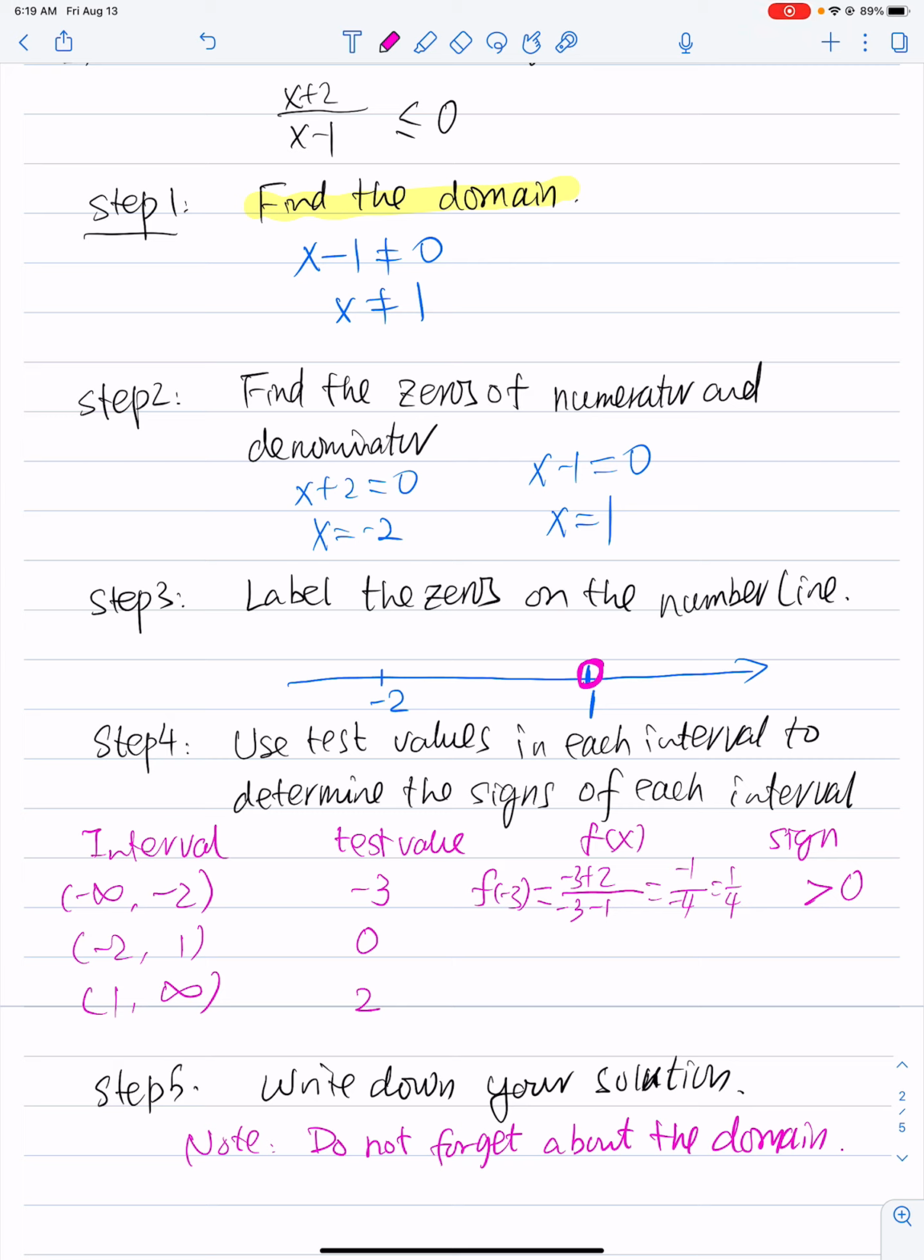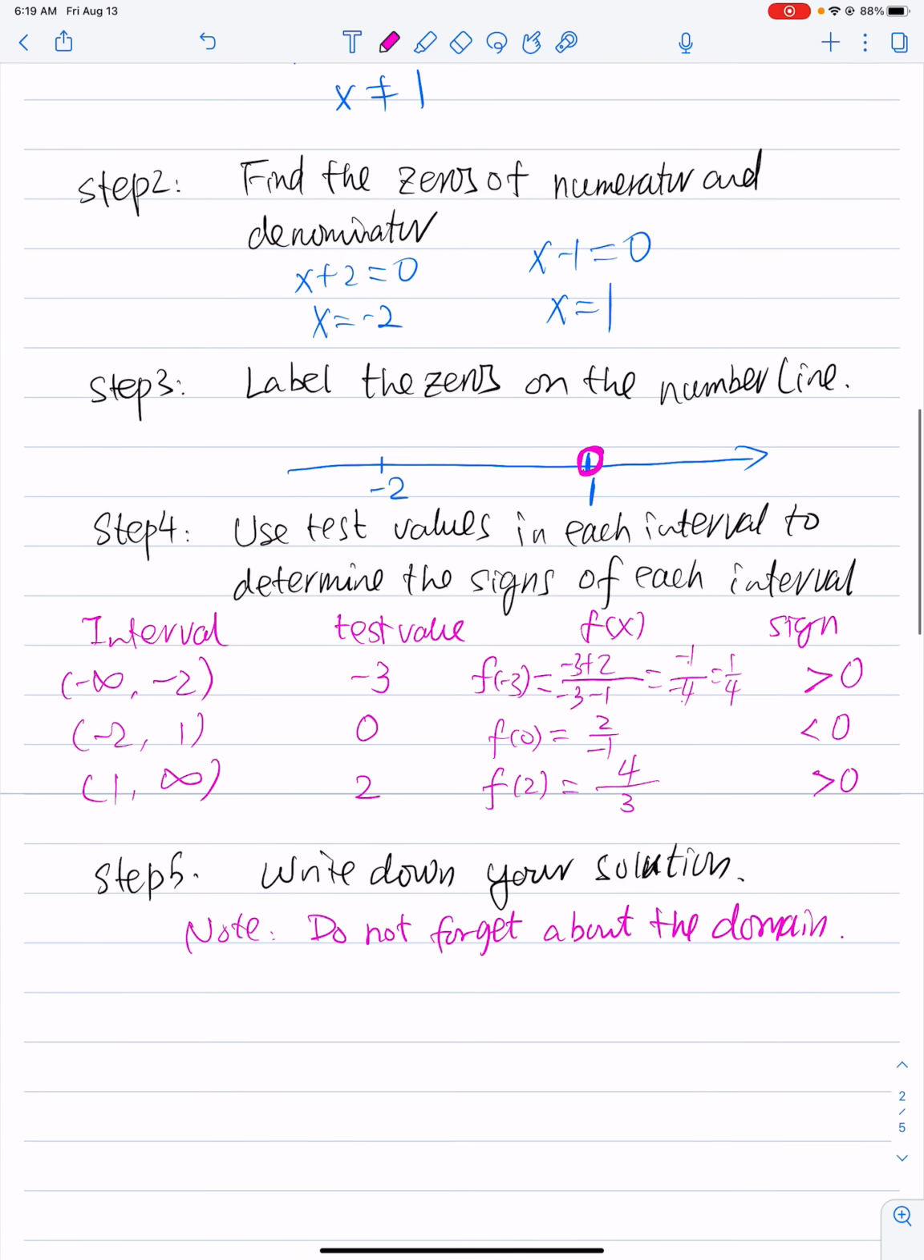Actually, later on, you do not need to calculate what the value is. Because negative 3 plus 2 is negative, and here is negative, negative over negative is always what? Positive. You only need to do this, okay? And similarly, f of 0 will be 2 over negative 1. That is negative. f of 2 is 4 over 3. That is positive.